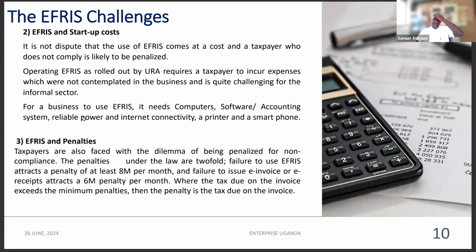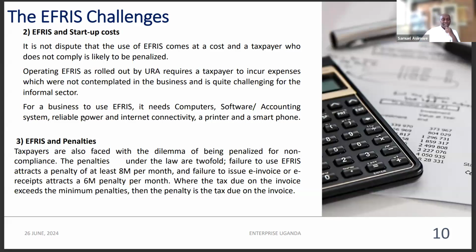When EFRIS was introduced, this 6 million brought a commotion within businesses, and some businesses were charged, because at first they issued 6 million per every receipt. Every receipt they would come across was charged 6 million. So this affected many supermarkets, because EFRIS was first rolled out in the supermarkets. However, URA changed and put the 6 million on a per month basis. So the other amount of money was waived off.